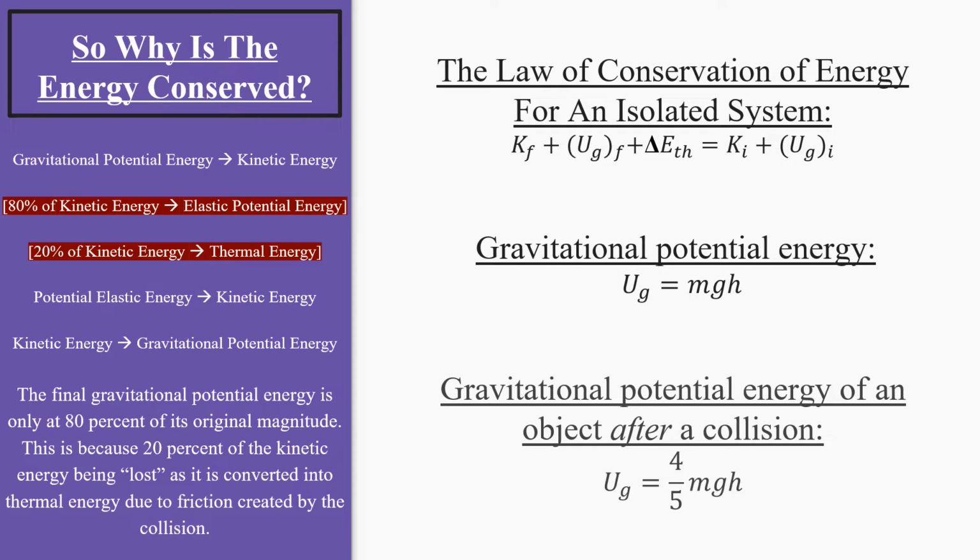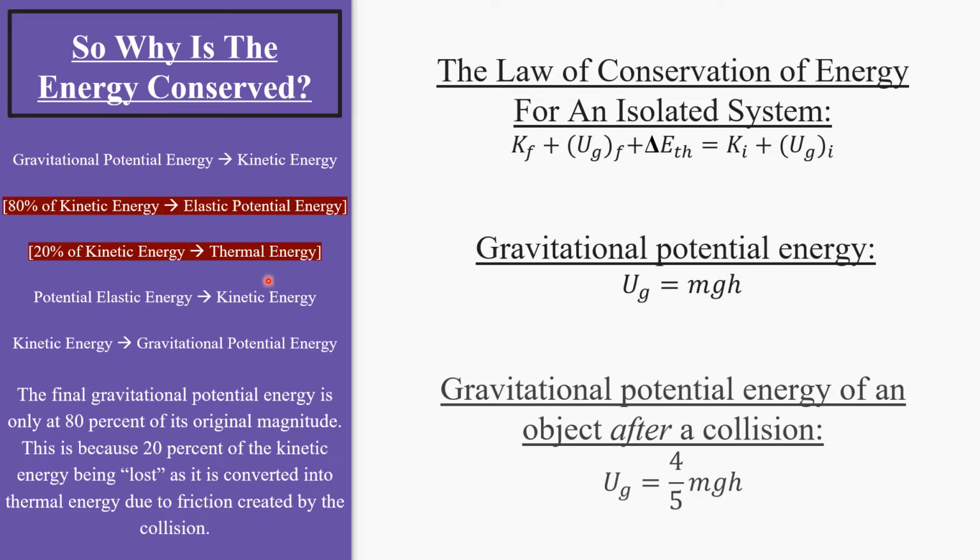So the big question of this project is, why is the energy conserved within this system itself? So it all comes down to the law of conservation of energy, and for us it's specifically an isolated system, so we do not have any work. So for ours, we were looking at the kinetic energy, the gravitational potential energy, and the change of thermal energy. This is for considering how the ball is before the bounce and after the bounce. We used the gravitational potential energy equation to calculate it, and we determined that after our collision, the gravitational potential energy is actually going to be 4/5 of what it was originally.